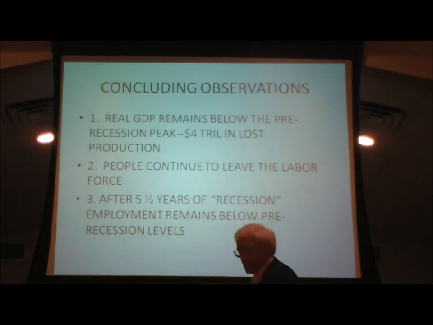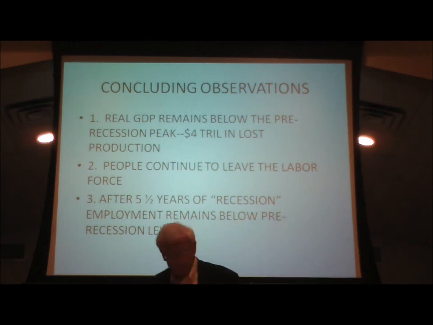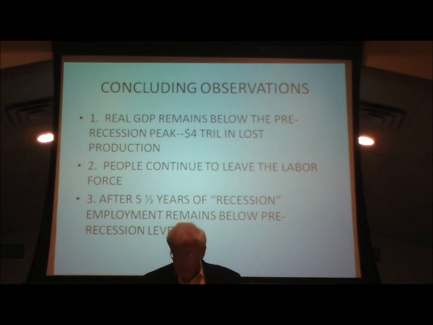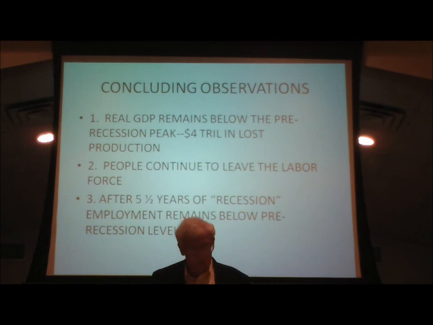Now, what are the conclusions here? Number one, real GDP remains below the pre-recession peak, $4 trillion in lost production. We talked about that. Number two, people continue to leave the labor force, which is not a sign that the public is optimistic. And in economics, things turn out pretty much the way people expect them to turn out. And that is why people's expectations, their psychology, is so very important. Number three, after 5 years of recession, employment remains below the pre-recession level.